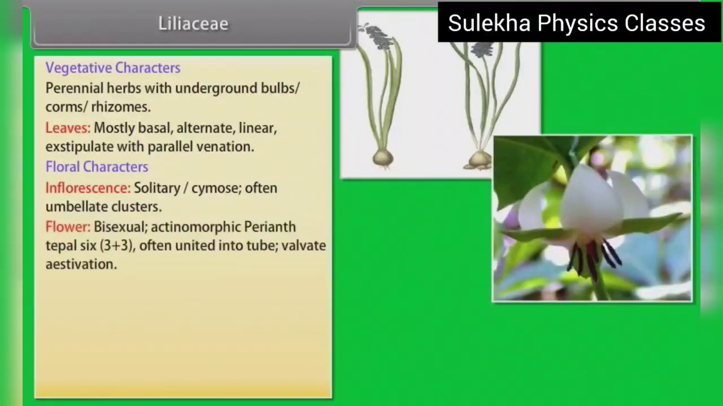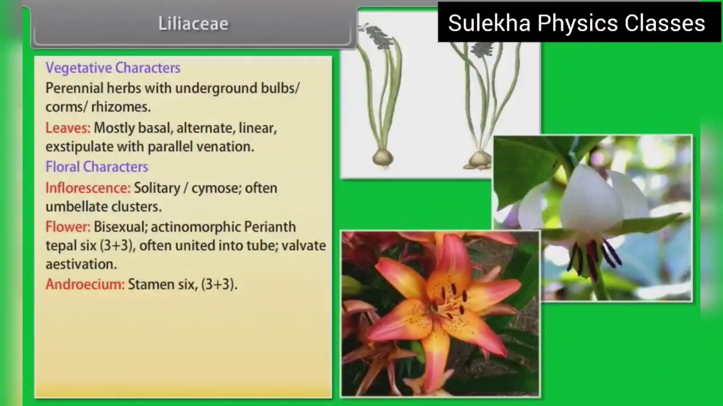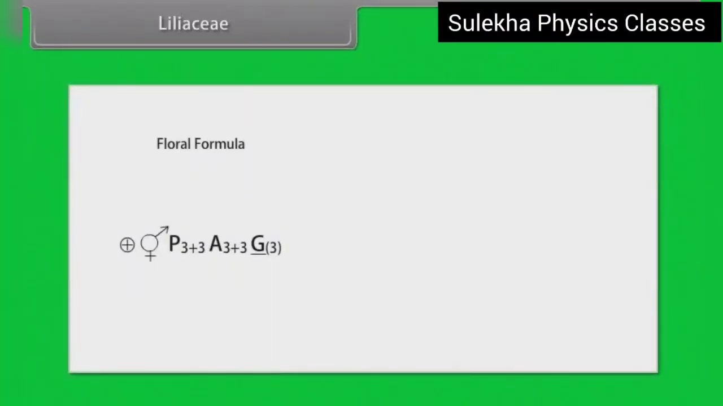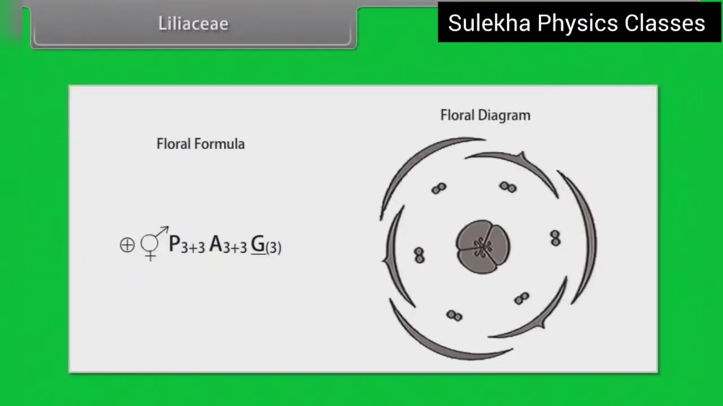Flower bisexual, actinomorphic. Perianth tepals 6 (3+3), often united into tube, valvate aestivation. Androecium, stamens 6 (3+3). Gynoecium, tricarpellary, syncarpous, ovary superior, trilocular with many ovules, axile placentation. Fruit capsule, rarely berry. Seeds endospermous. Floral formula is shown, and this is the floral diagram.